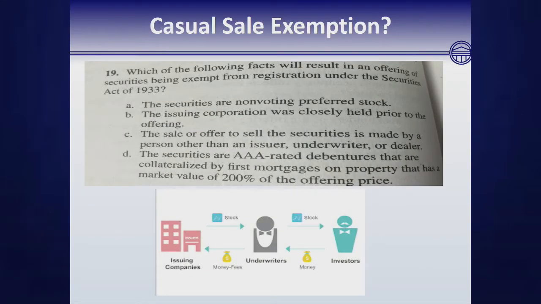Let's go on and look at a question involving a casual sale exemption. So 19, which of the following facts will result in an offering of securities being exempt from registration under the Securities Act of 1933? And so your answer here is C. The sale or offer to sell the securities is made by a person other than an issuer, underwriter, or dealer. So that would be your answer to this as a casual sale exemption.